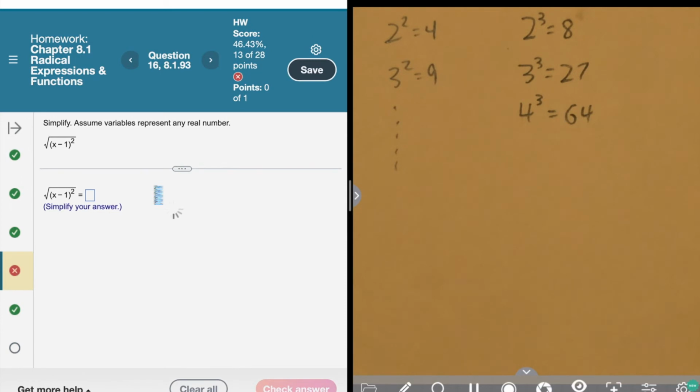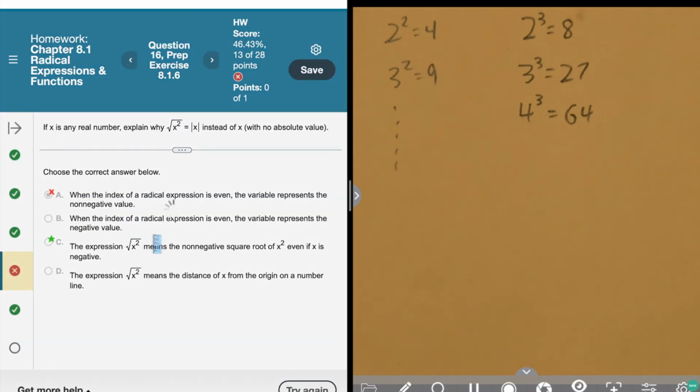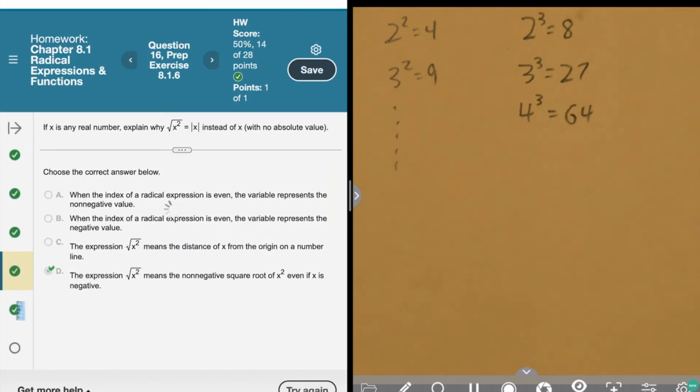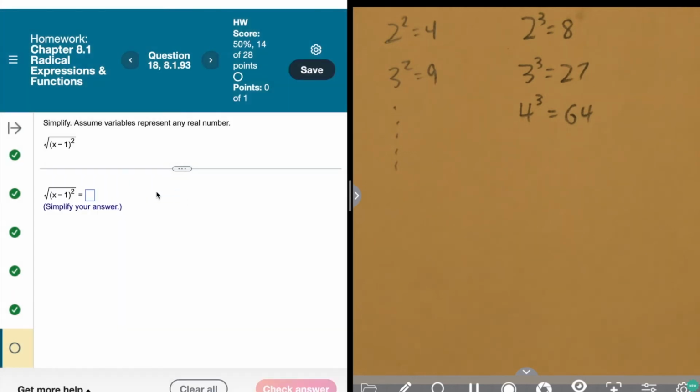And, you know, I just can't live with that red X. All right, let's just try it again and get the answer right. There we go. All right, and we'll continue from there.